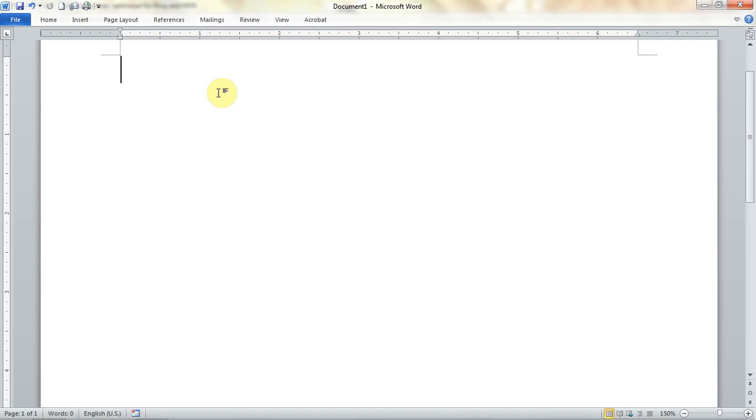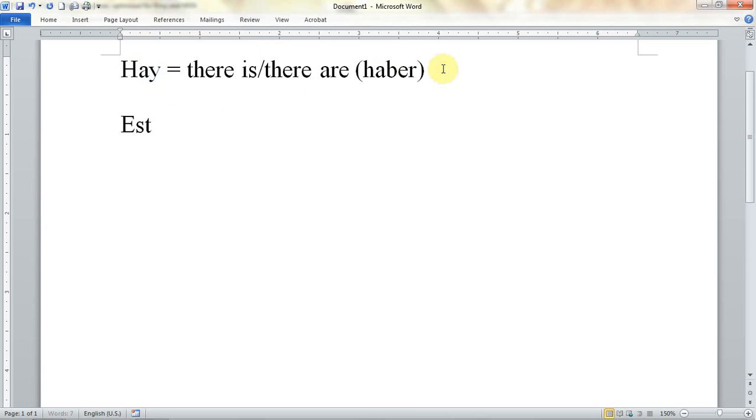Let's look at a couple of examples for hay. So hay is there is, there are. This is not the infinitive. The infinitive that it comes from is haber. Okay? And this is a special form of haber. Haber has other conjugations. We'll look at those later. But this is the third person form of haber with a bonus, an added y. And estar means to be.